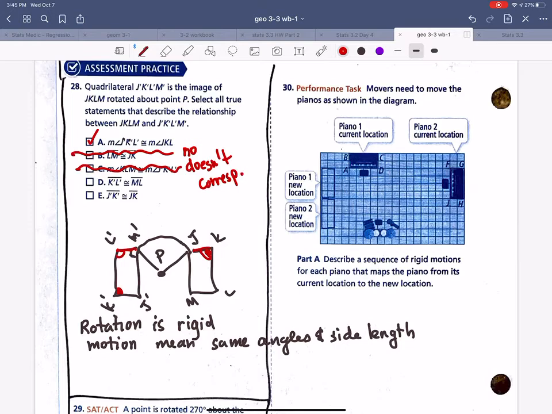Would KL match ML? No. But would JK match J prime K prime? Yes. That's because of rigid motion. Okay.